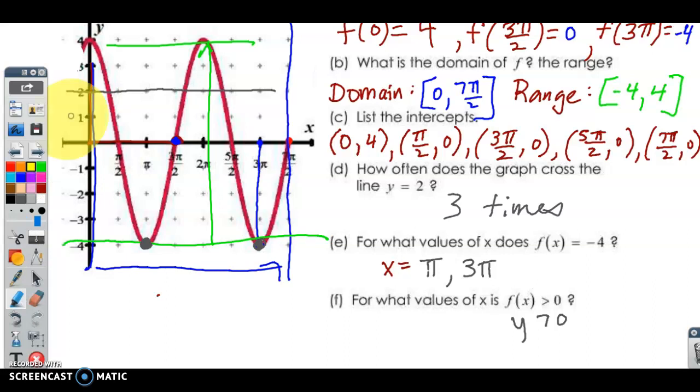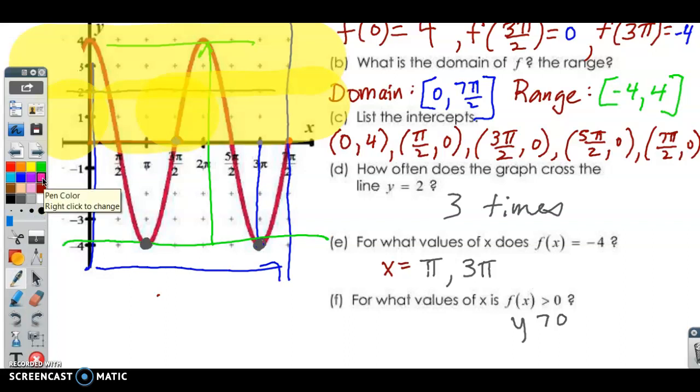Okay, that is above the x-axis. Above the x-axis, that is where the graph has y values that are greater than 0. So we're going to have to break it up, but we know how to write that now.